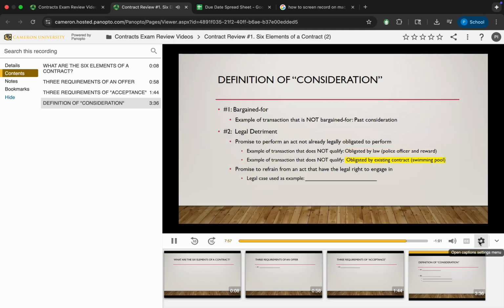I encourage you to review the example in the textbook about the swimming pool. We talked about this one in class. It is an example of an attempt to create a second agreement, but the second agreement was unenforceable because the swimming pool contractor was not promising any additional work.